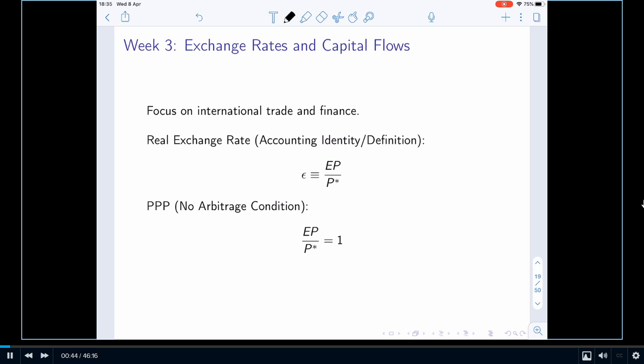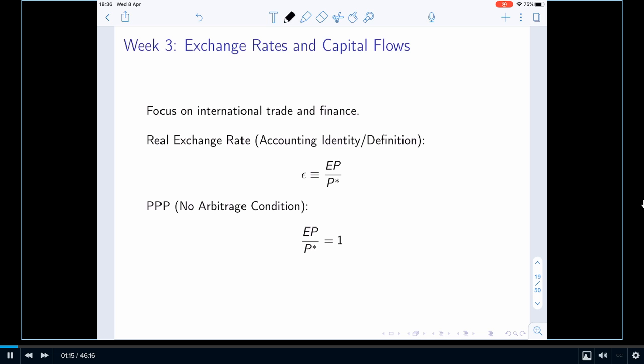And to do this, we're going to think about, in particular, the real exchange rate. We're going to start off just with this accounting identity or definition of the real exchange rate. Note that this always holds in the data by definition, because the real exchange rate isn't something we directly observe in the data, but something we calculate in this specific way. So that's just an accounting identity or a definition. There's nothing very deep about that.